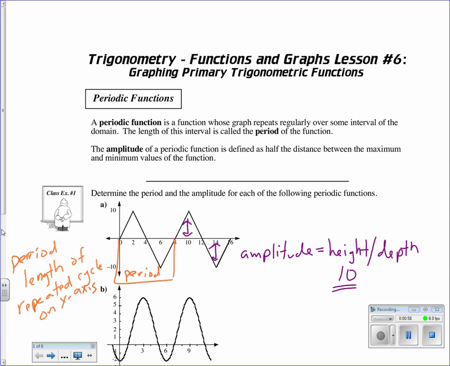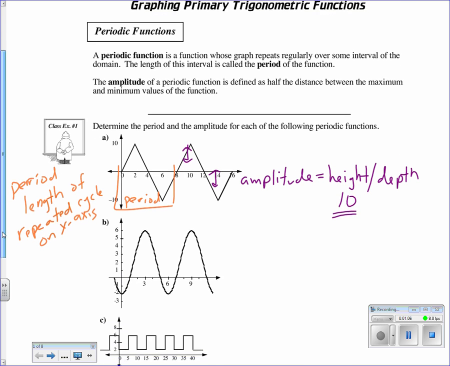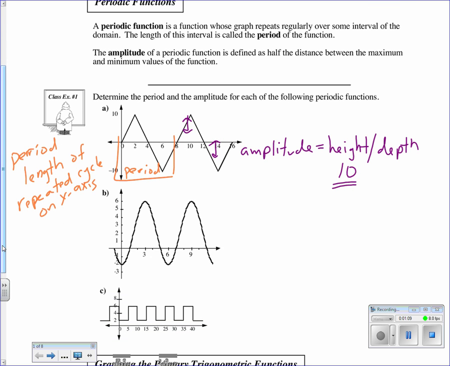I've taken a look at the first graph and drawn in the amplitude and the period. So the amplitude is equivalent on height and depth, trying to figure out where that midway point is. This graph is concentrated on the x-axis, so it goes up 10 units and down 10 units for an amplitude of 10. The period is the length of time it takes to complete one cycle, so one up and one down is defined as the period. In this case, the period is 8.